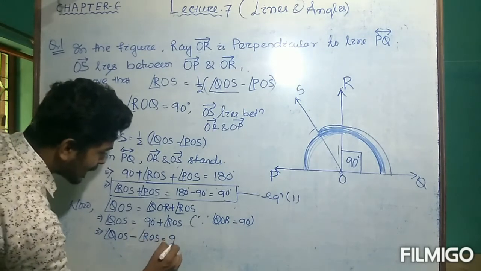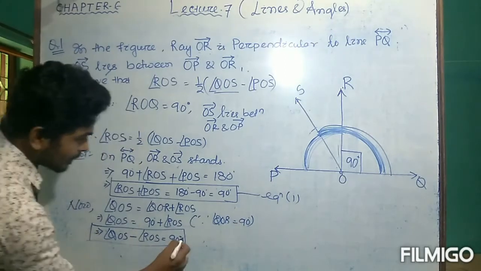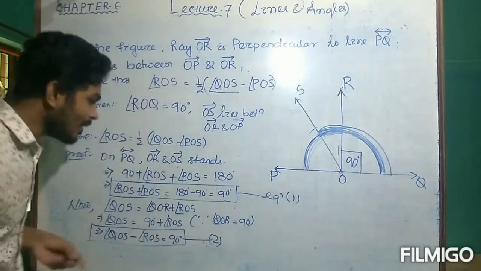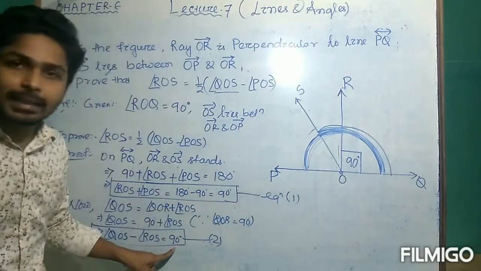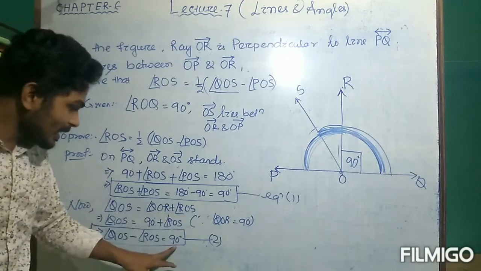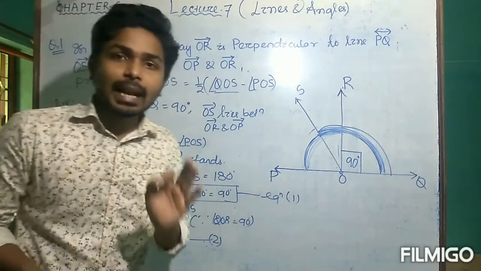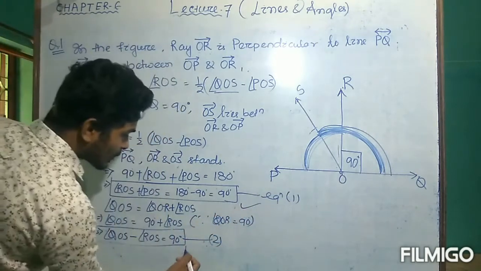ROS is equal to 90 degree. Okay, this is second equation. I did it because my target is to make the RHS to be 90 degree. That's why I take ROS to the left hand side, so that in the right hand side we have only 90 degree. Okay. Now compare equation 1 and equation 2.